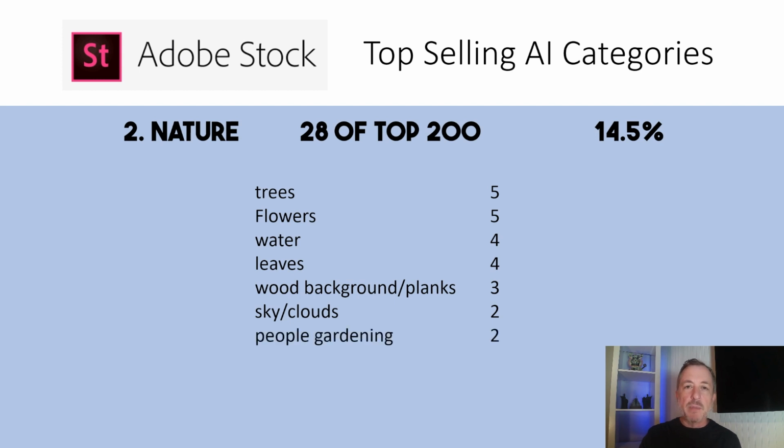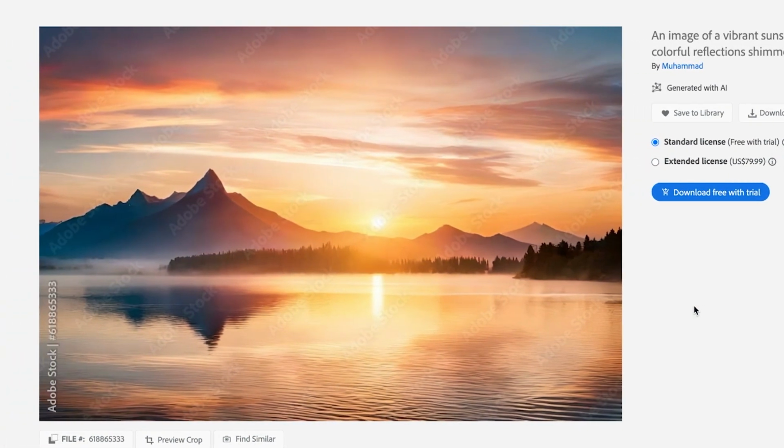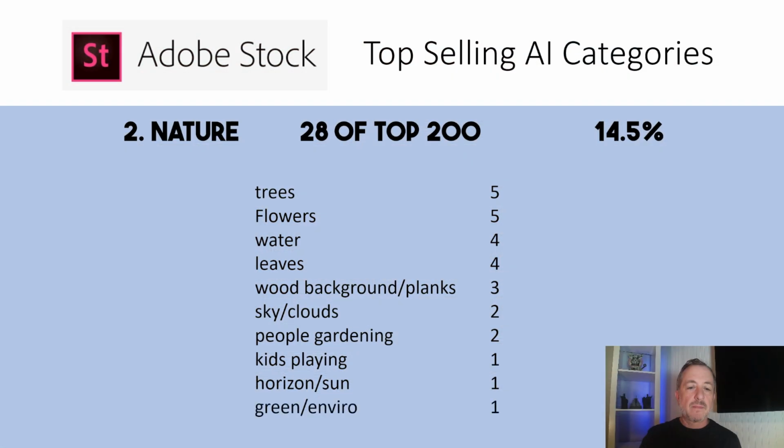People gardening, people planting trees, plants. It was a high selling theme here in this group. Kids playing outdoors. And a horizon, either a sunrise or sunset. And green or environmental. So leaves arranged in a way that look like an environmental symbol of some kind. And finally, green hills, nice rolling, lush hills, and a landscape type image.